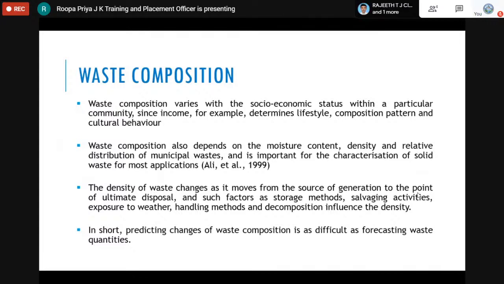The density of waste changes as it moves from the source of generation to the point of ultimate disposal, and such factors as storage methods, salvaging activities, exposure to weather, handling methods, and decomposition influence the density. In short, predicting changes of waste composition is as difficult a task as forecasting the waste quantities.